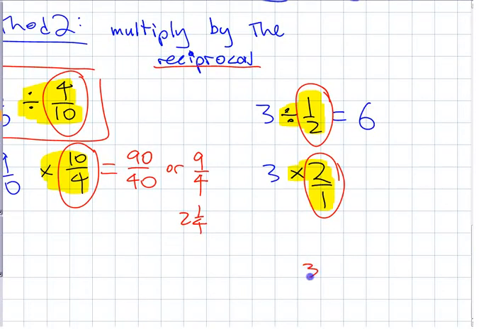What's the reciprocal of 3 over 7? What do you think it is? 7 over 3. How does that work?